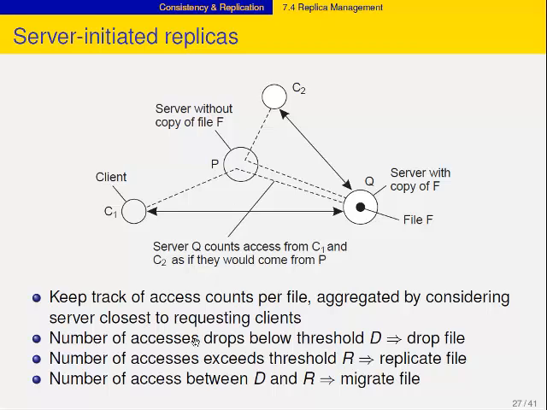If the number of accesses drops below a certain threshold D, you throw away the file. Well, almost. If the number of accesses exceeds a certain threshold R, you replicate the file. And if it's somewhere between D and R, you migrate the file. Oh yes, there's a very big problem. If I would follow these bullets, I would have a problem.